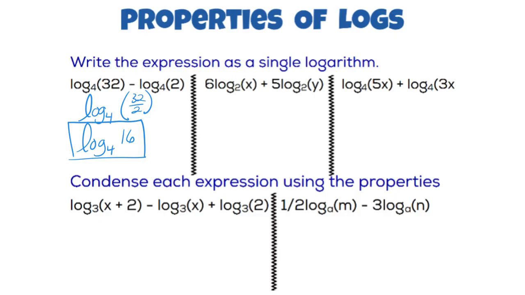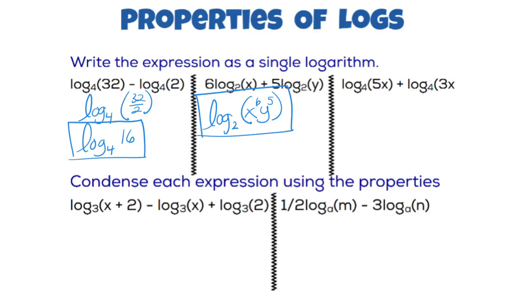All right, let's try again. On these two, do you see these coefficients out in front? Those are going to pop up as a power. So those are going to each go up there. So I'm going to have an x to the 6th. I'm going to have a y to the 5th. But I also have addition going on. And addition tells me to multiply those arguments together. So that's log base 2 of x to the 6th times y to the 5th. Okay, that's all there is to it.